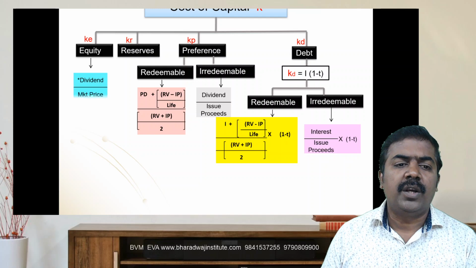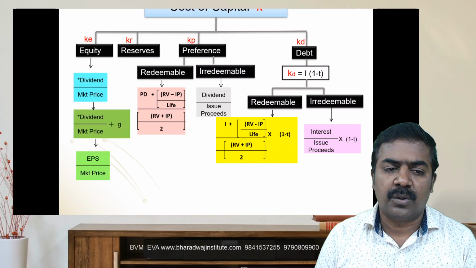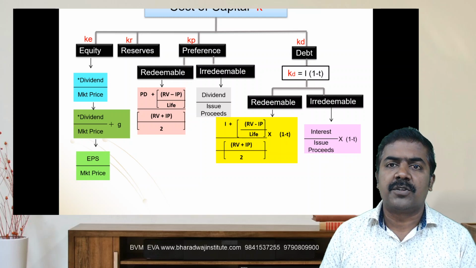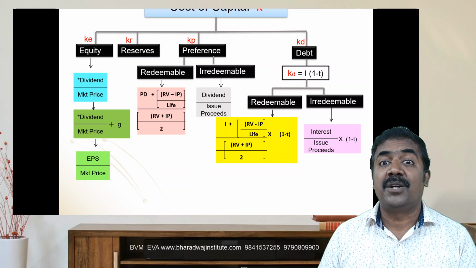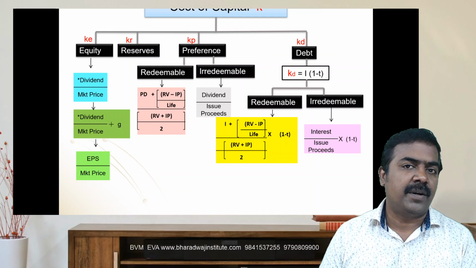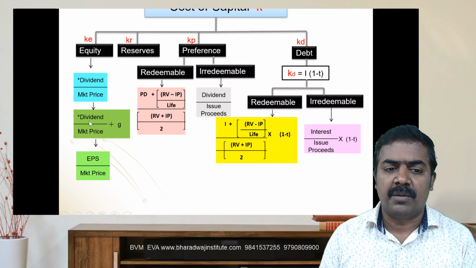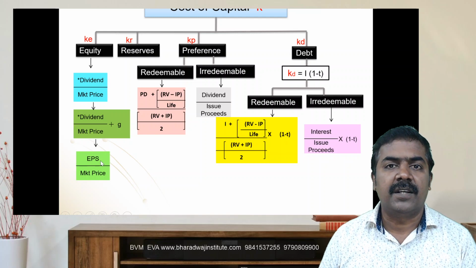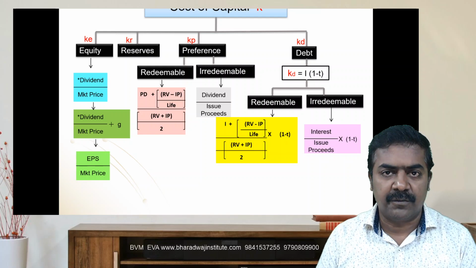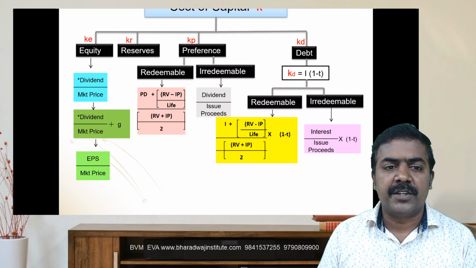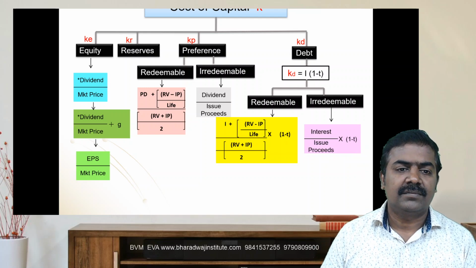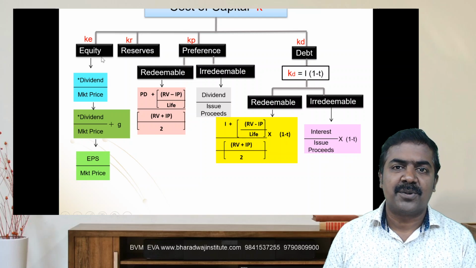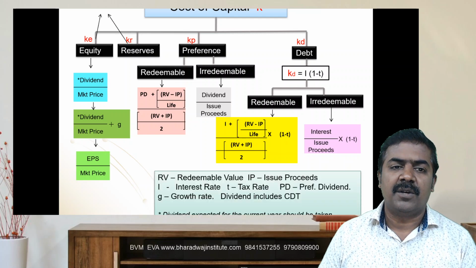So equity, there are different approaches with which we can work out. Dividend by market price into 100 or dividend by market price into 100 plus growth rate. We call it as D1 by P naught into 100 plus G. You would have learnt it in corporate finance or financial management. D1 divided by P naught into 100 plus growth rate, or it can be EPS by market price into 100. EPS, of course, earnings per share divided by market price into 100, like that we can work out. Then, what is cost of reserves? Reserves belongs to equity shareholders. So, cost of reserves is equal to cost of equity.